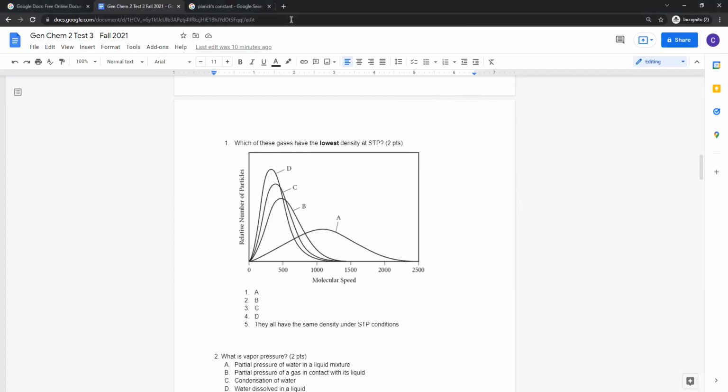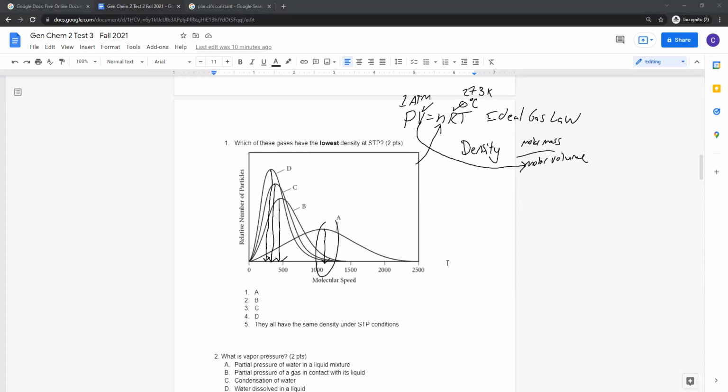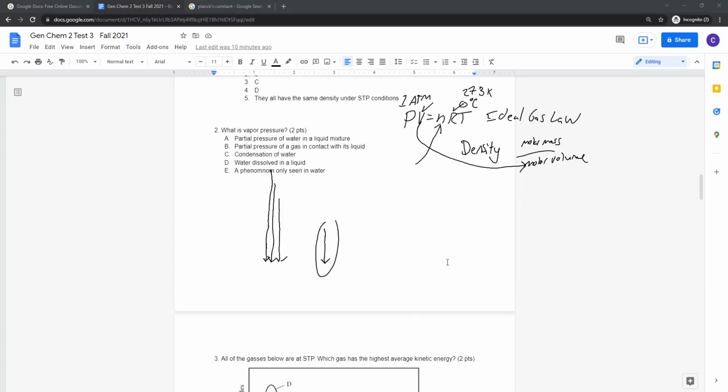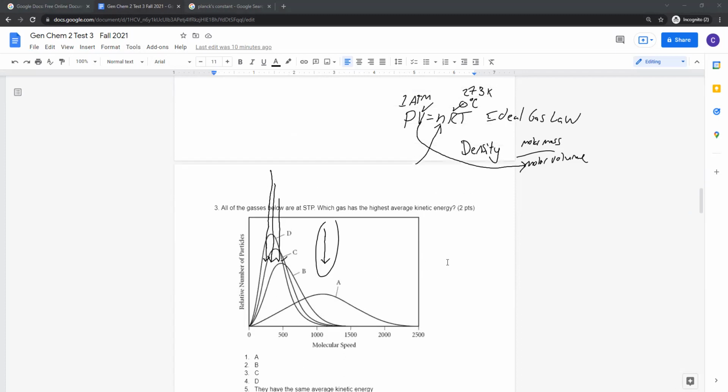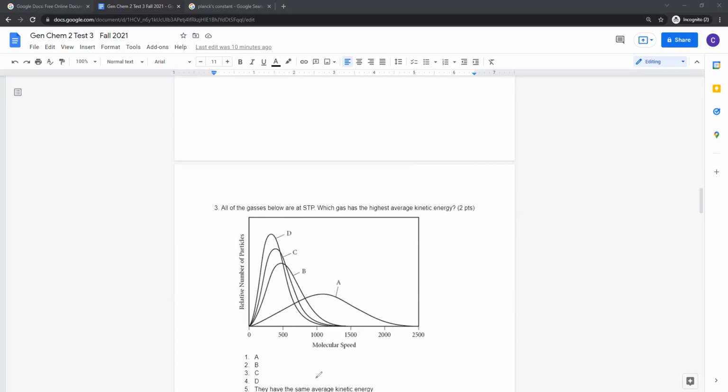Oh, actually, let me keep that up for a second in case you're still writing, or those of you who chose to write. And then for C, or 3, that's kind of a trick question. Which of these gases have the highest average kinetic energy? Gases at the same temperature under the same conditions, kinetic energy is the same. So the answer here is they have the same kinetic energy. So as long as you're at the same temperature, no matter how heavy you are as a gas, you always have the same average kinetic energy.